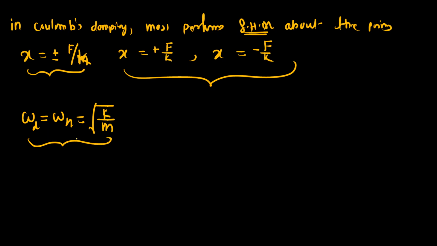Okay, so I have given this question in your assignment number 2. Why, in Coulomb's damping, does the mass perform simple harmonic motion with the same frequency, which is equal to omega n? So this is the answer for that.